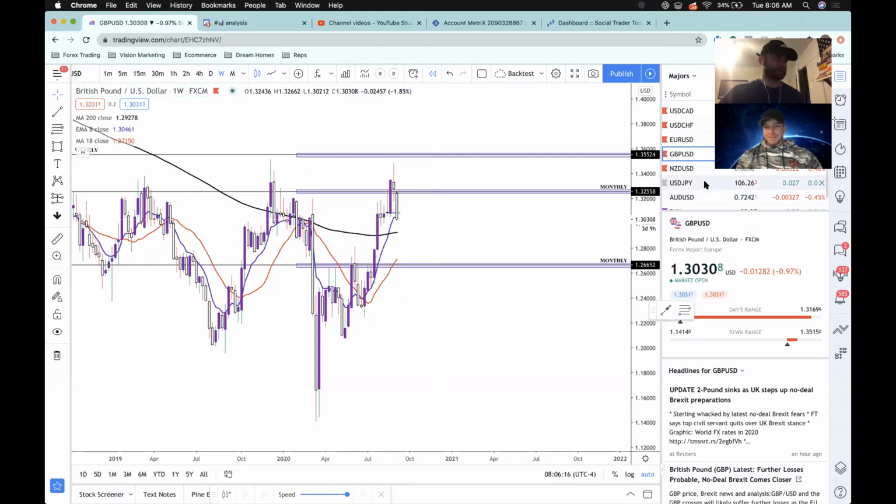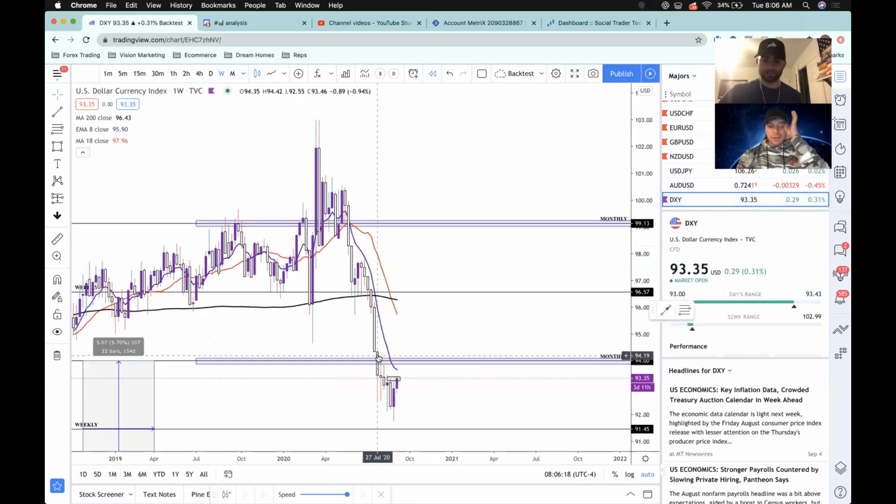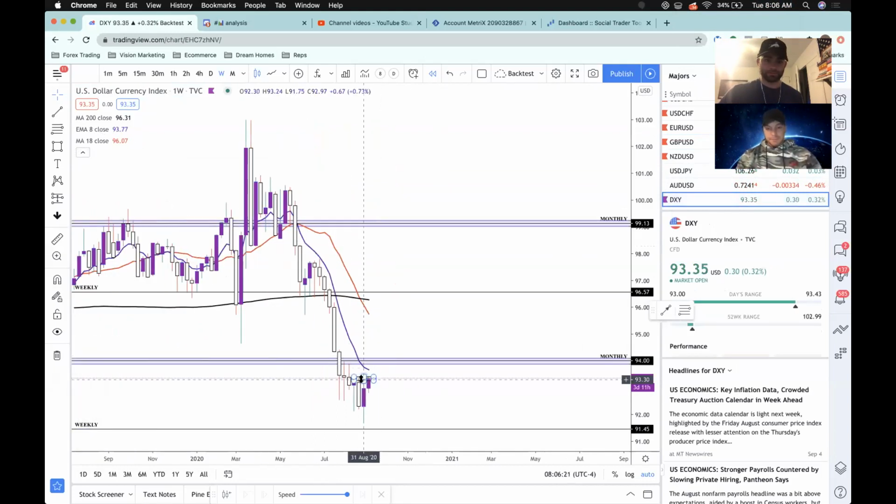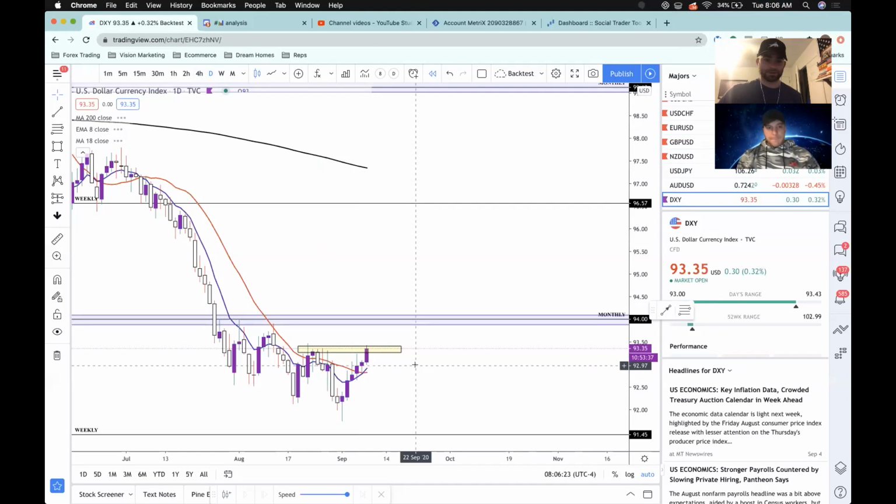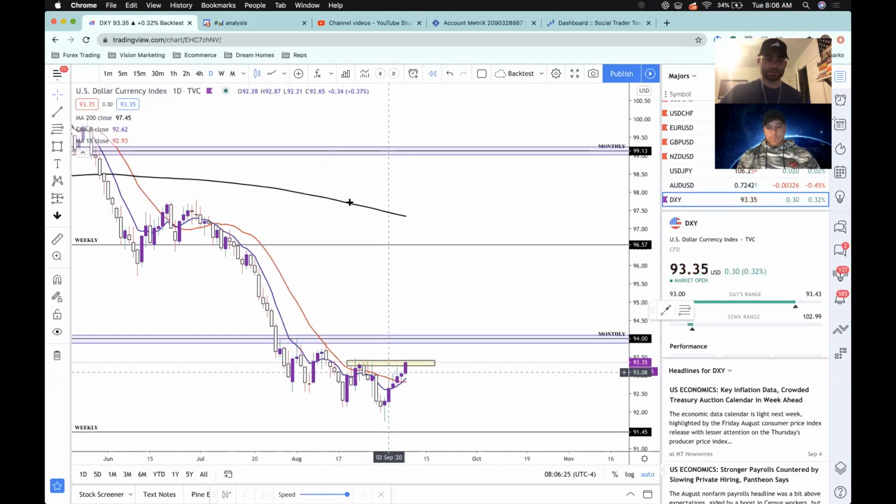So USD is definitely really strong right now. We're pulling back, it's pushing up a little bit. Let's see. Yeah, I'm going to start off with DXY. Let's just take a look.